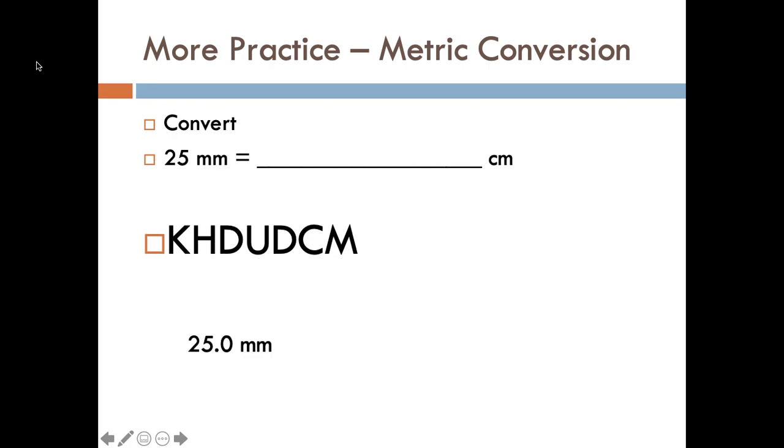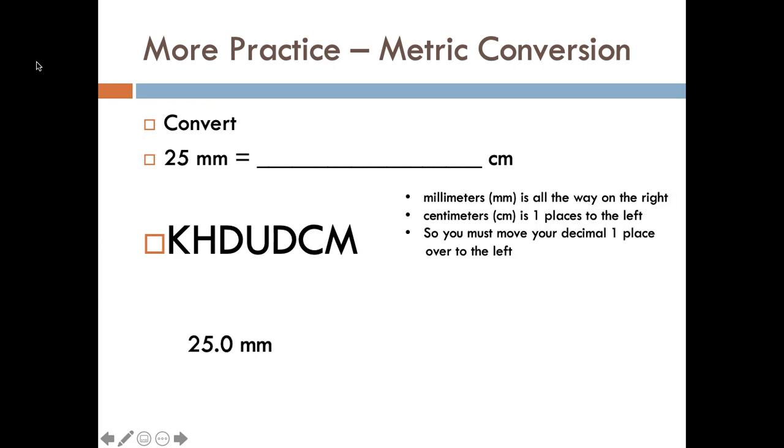And in this second problem, we want to convert 25 millimeters into centimeters. Well, if we're starting out with millimeters, that's the M, and we're moving over to centimeters, that's the C. So you move the decimal point 1 place over to the left. So it goes from 25 millimeters to 2.5 centimeters. In both cases, it's the same amount of distance. It's just 2 different ways to measure it.